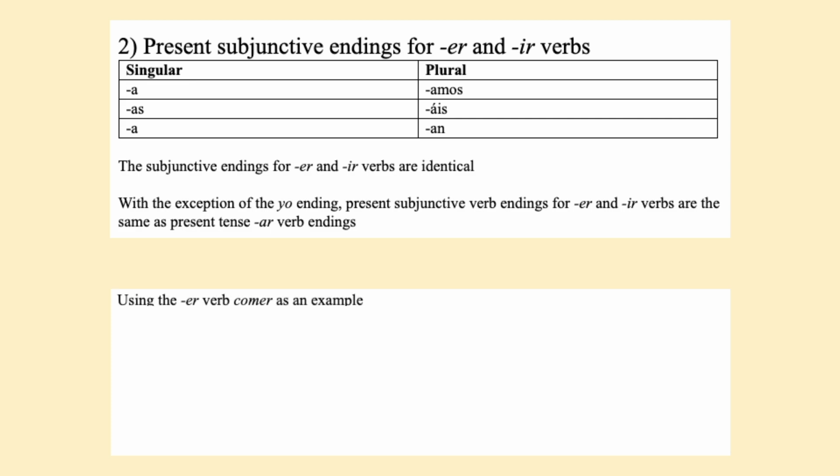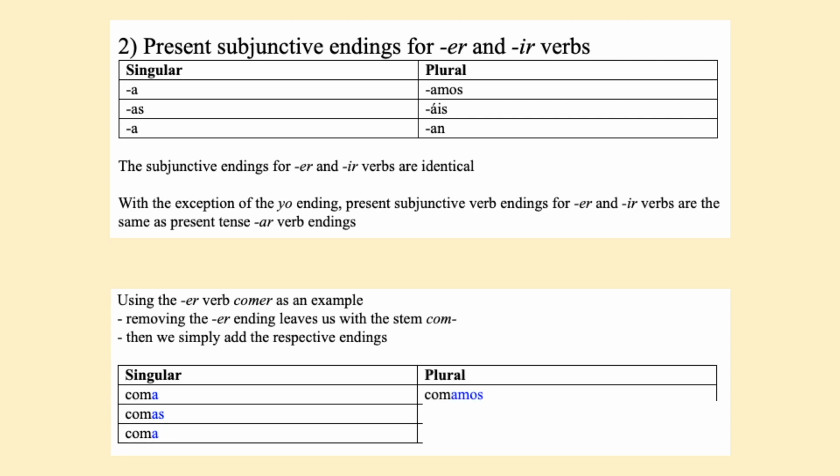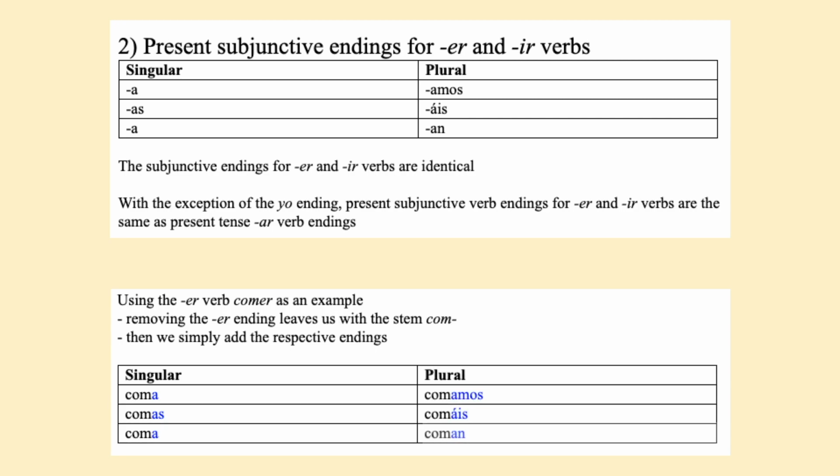So we use the ER verb comer, we remove the infinitive ER ending, giving us the stem com, and then to this stem we add the respective endings we see above for the present subjunctive: coma, comas, coma, comamos, comáis, coman.